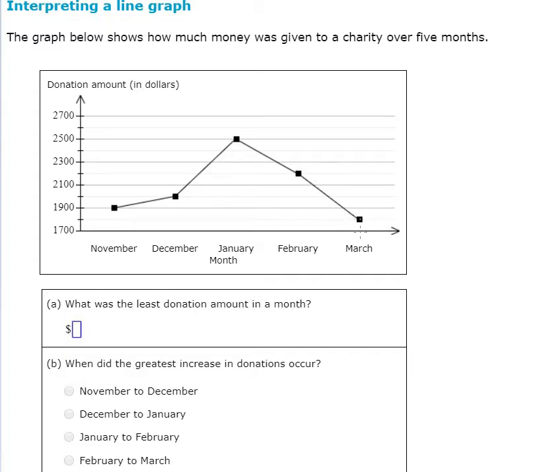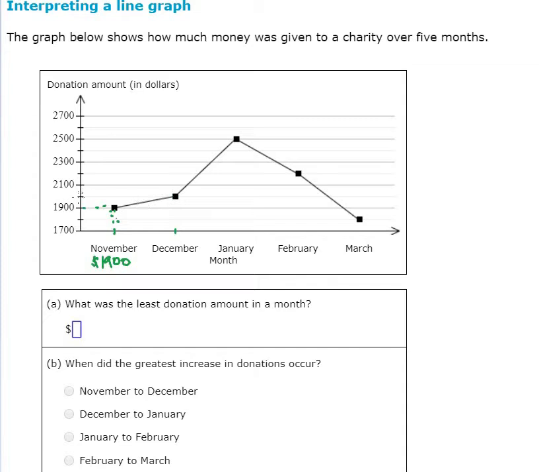So to be able to figure this out, we need to check each of those months and what they are referring to. Once we look at November, we see that it goes to $1,900. So let's go ahead and write $1,900 for November.